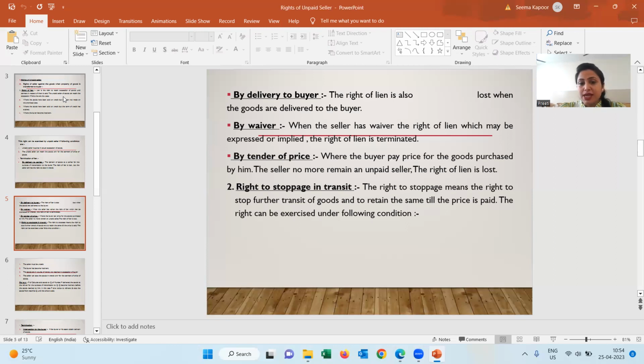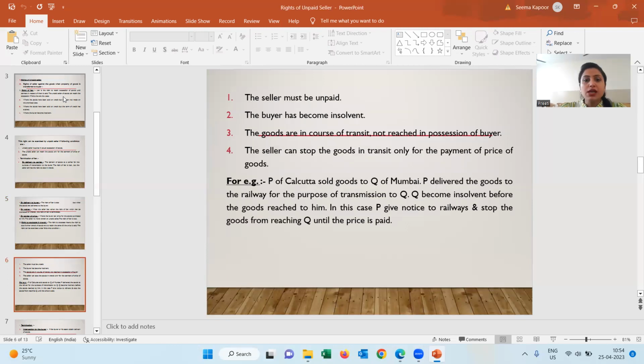And the right can be exercised under the following conditions. Very first, the seller must be unpaid. Second, the buyer has become insolvent. And third, the goods are in the course of transit but have not reached the possession of the buyer. If they have already reached the buyer's possession, then obviously the right of lien was already lost, and even the right to stop in transit is lost. And fourth, the seller can stop the goods in transit only for the payment of the price of goods. If payment has been made, then he cannot use this right.